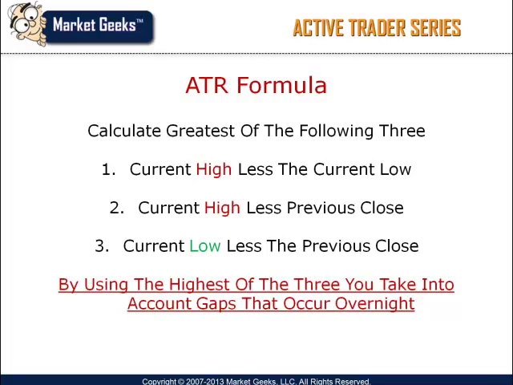One of the reasons Wilder used one of the three formulas was to make sure his calculations accounted for gaps. When measuring just the difference between the high and low prices, gaps are not taken into account. By using the greatest number out of the three possible calculations, Wilder made sure that the calculations accounted for gaps that occurred during overnight sessions.